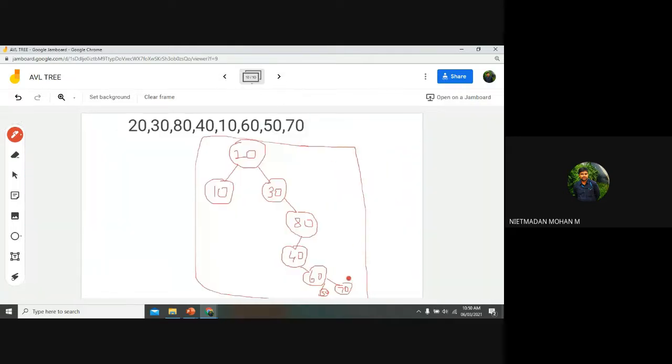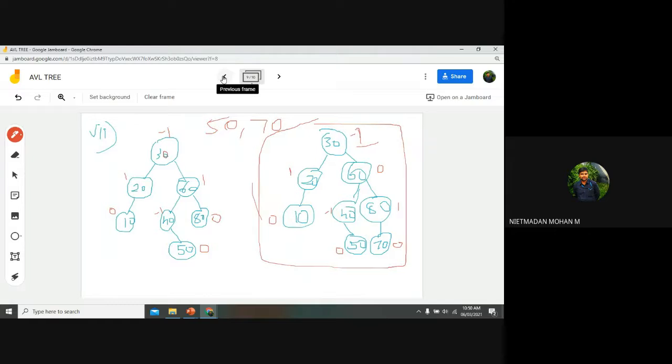If suppose I want to search an element called 70, you just imagine that in a binary search tree, it will travel 1, 2, 3, 4, 5, and at the sixth node you will get an output. Now coming here, if I need to search an element called 70, 1, 2, at the third node, I will get an output here. Are you clear about this?